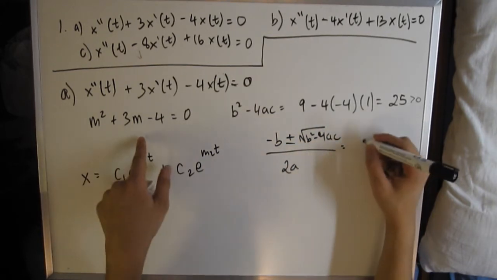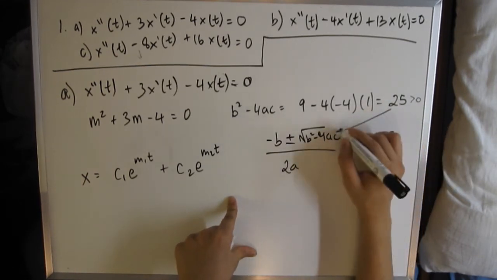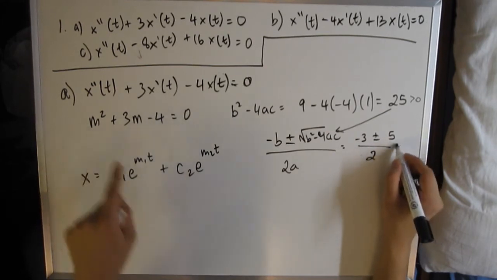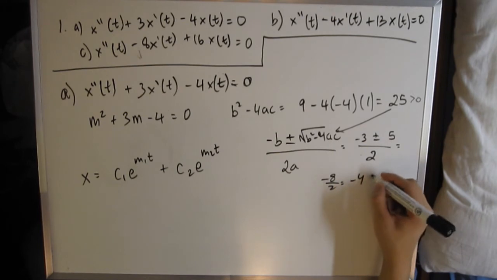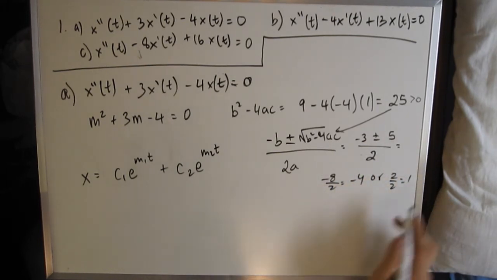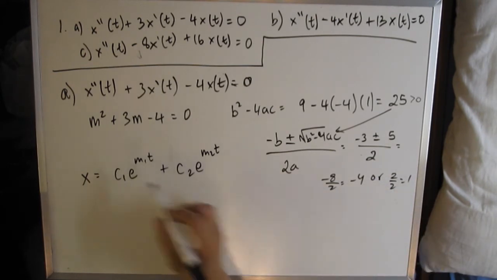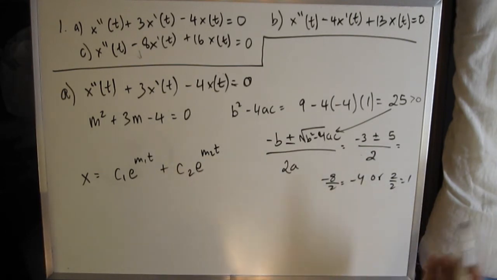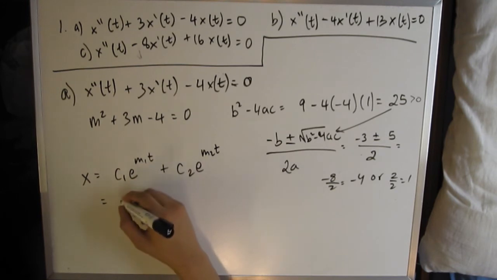If you did this, you get minus 3 here, plus or minus 5, because we just sub it in here, all over 2, since a is 1 here. So you're going to get either minus 8 over 2, which is equal to minus 4, or you're going to get 2 over 2, which is equal to 1. You can just treat any of them as minus. m1 could either be minus 4 or 1, or m2 could be minus 4 or 1. It doesn't really matter.